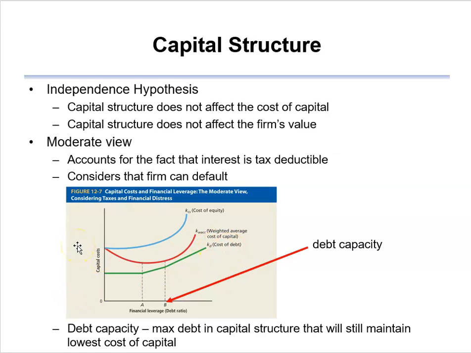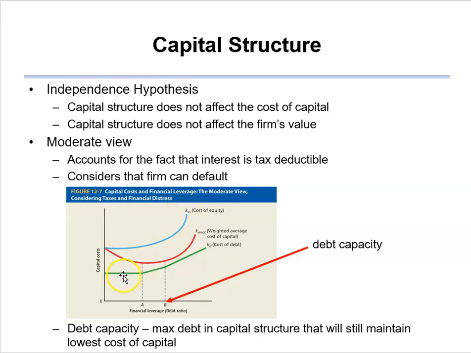Let's look at the cost of common stock, or cost of equity. Well, the cost of equity is higher. And as we take on leverage, the cost of that equity is going to go up. People are going to want higher returns. So the cost is going to go up the more we become levered.